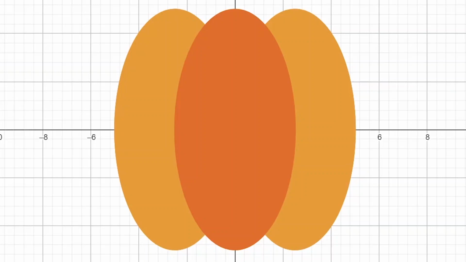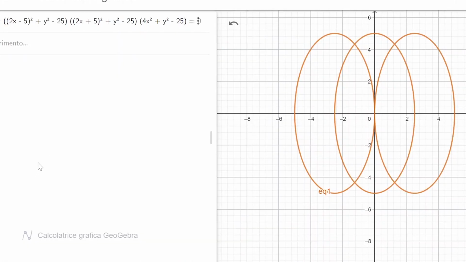Hello guys, welcome to this special Maths Halloween edition video. Today we're going to find the area of this pumpkin using calculus. In fact, this pumpkin is described by an equation. And this is the equation that describes our pumpkin.